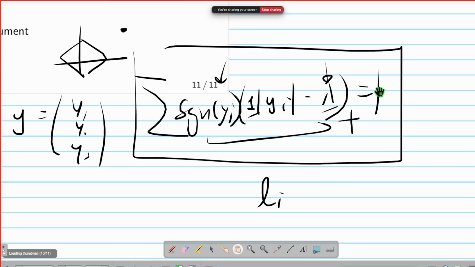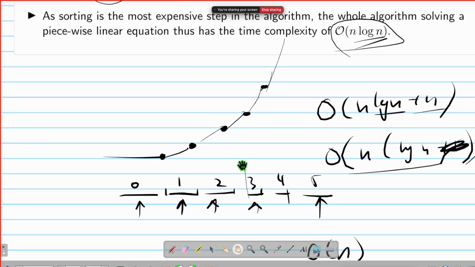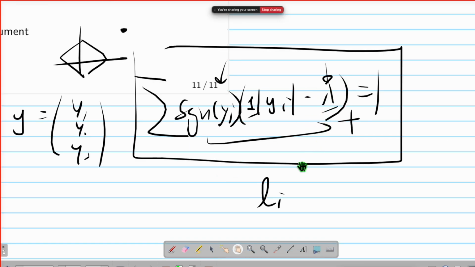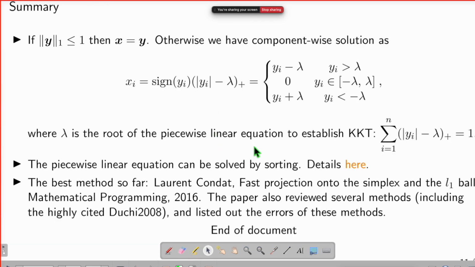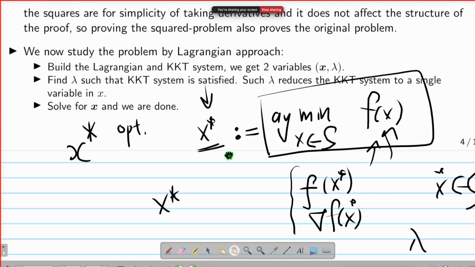And then, because you want D to be 1, you just find which line segment L crosses the 1. Done. Then you find the lambda. Once you find the lambda, you find x. And x is what you want for the projection. That's how you project onto the L1 norm ball.